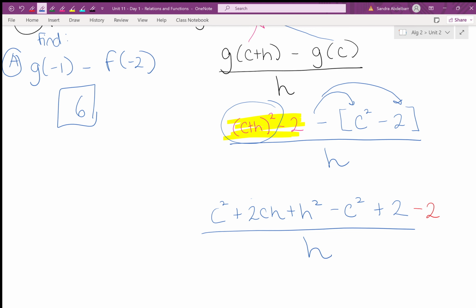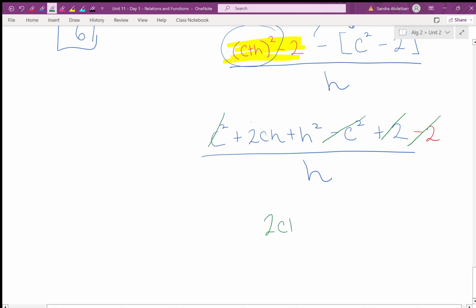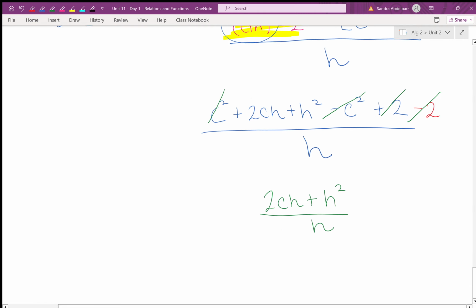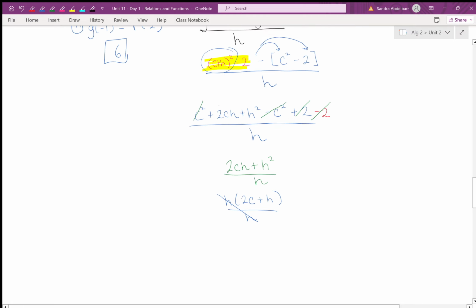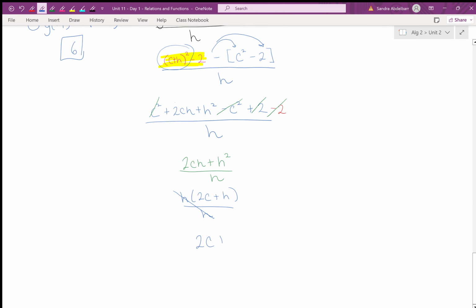So now what am I going to do? I'm simplifying that numerator. The positive 2 and the negative 2 cancel. The c squared and the negative c squared cancel. So now I'm left with 2ch plus h squared over h. I am not done. Why? I can pull out an h. When I pull out an h, I'm going to get 2c plus h over h, and then the h's cancel. And we just end up with 2c plus h. Are we ready for our last problem?